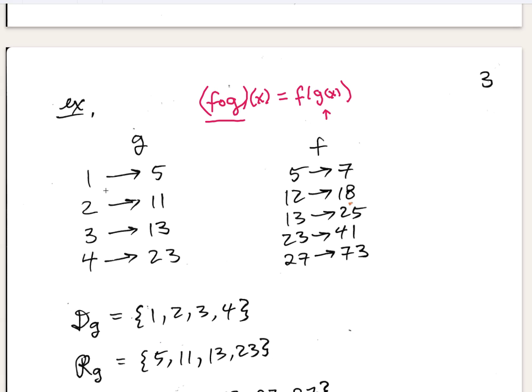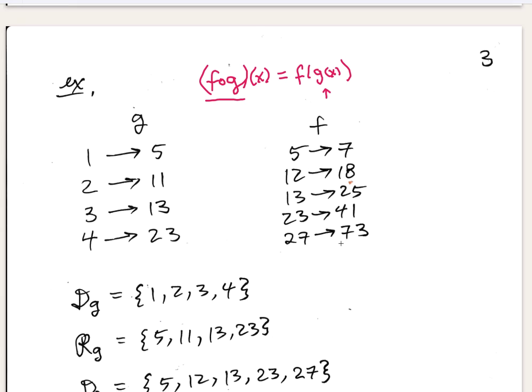Okay, but here it is. G is defined this way. So 1 points at 5, which would be saying g of 1 is equal to 5. 2 points at 11, so that's saying g of 2 is 11, and so forth. We've got another function, f, over here. So this would be saying f of 5 is 7, f of 12 is 18, and so forth. All right, what would be the domain of g?